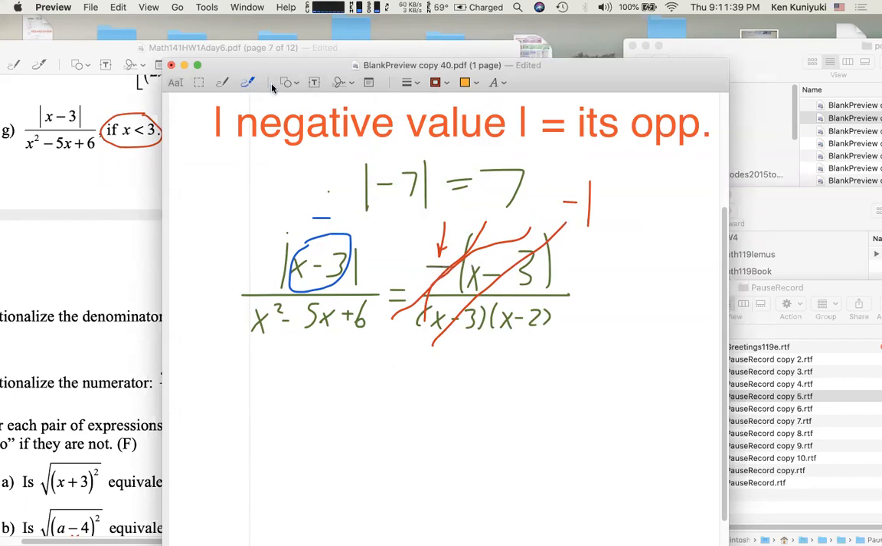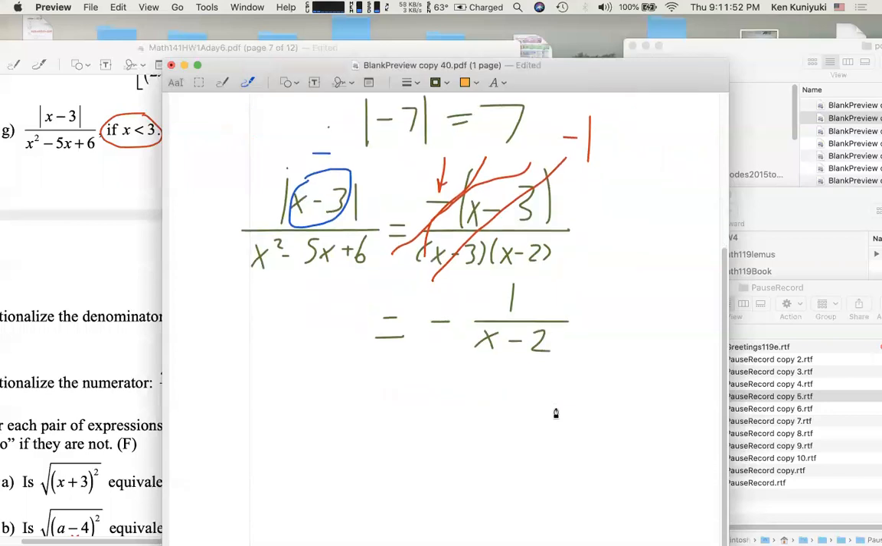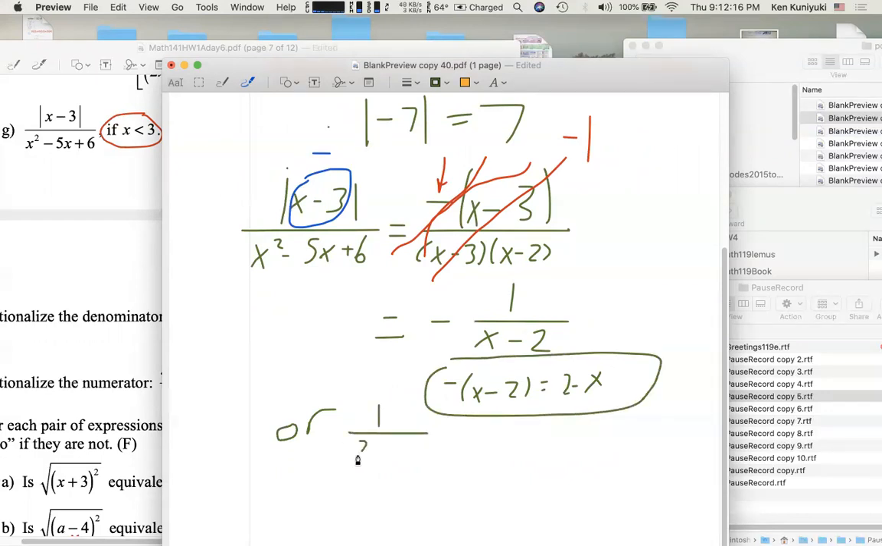Right? So the final answer will be, we like to pop out the opposite sign outside of the fraction. The opposite of 1 over x minus 2. Or if you want to be even more efficient, if you multiply by negative 1, that's the same as dividing by negative 1. And we can use the fact that the opposite of x minus 2 is 2 minus x. So this can also be rewritten as 1 over 2 minus x.